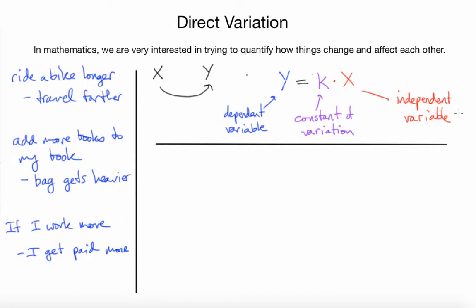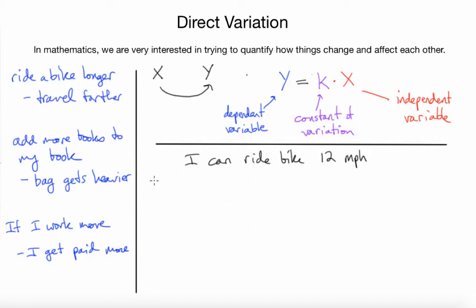All right, now let's just play around with a real example just to give us something tangible that we can chew on. I'm going to take this riding a bike longer. Let's kind of play around with this. Let's say I go on a bike ride and I go 12 miles per hour. Let's put that into a direct variation equation.